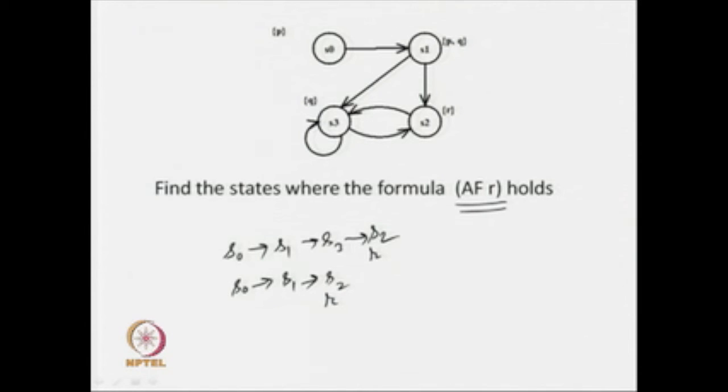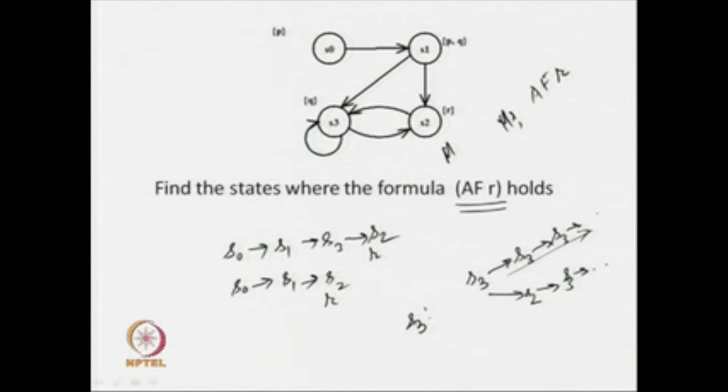Now, what will happen if I look at S3? From S3 we get a path where it remains in S3, S3, like that, or maybe it goes from S3 to S2, S2 to S3, like that. If you follow this path, you will find that in the future R is not true. So that means this formula A[F R] is not true in model M.